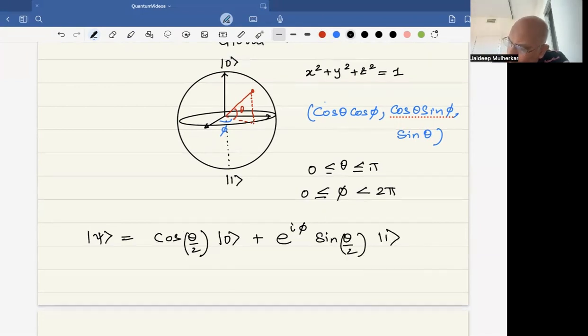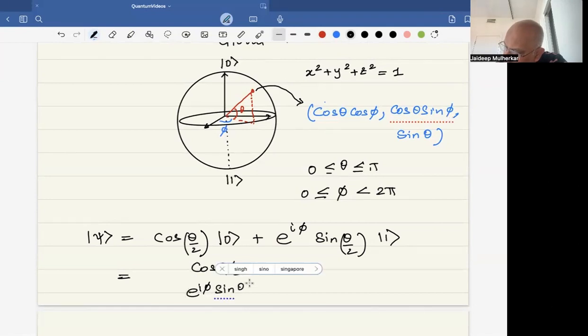So this point, which has the coordinates cos theta cos phi, cos theta sin phi, and sin theta, represents a quantum state that is given by cos theta over 2 and e to the i phi sine theta over 2. This state is this point on the Bloch sphere, the point that I just drew.